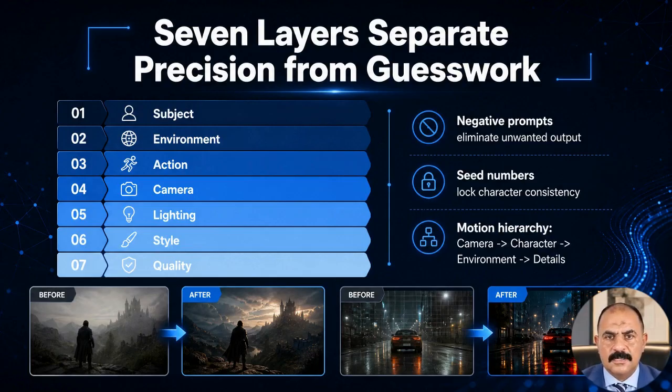And critically, use seed numbers for consistency. The same seed with a slightly modified action prompt gives you the same character in a new pose. For image to video, control motion through hierarchy. Camera movement first, then character, then environment, then secondary details. Small, realistic movements always outperform exaggerated ones.